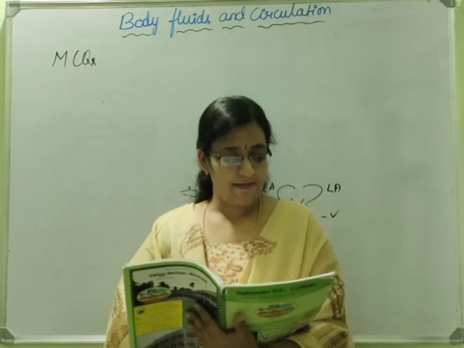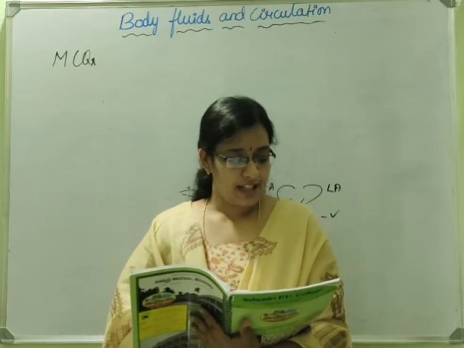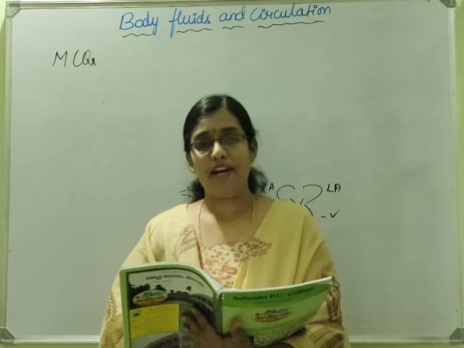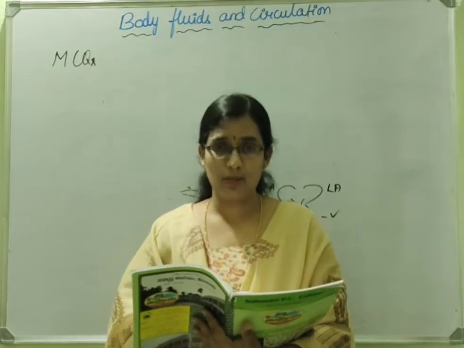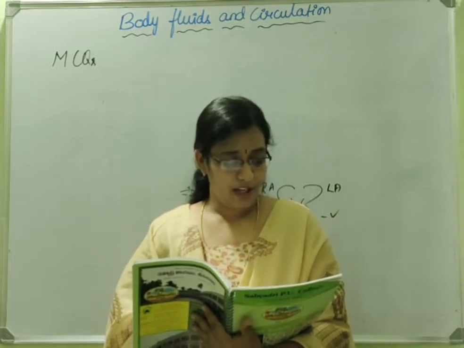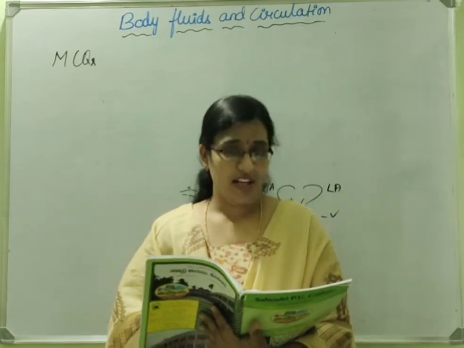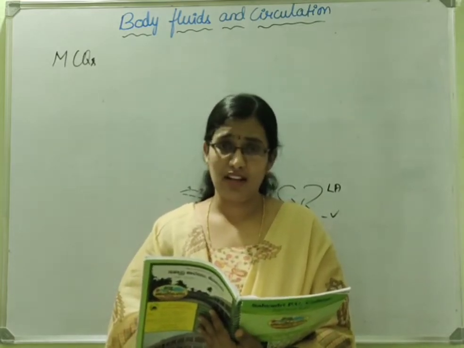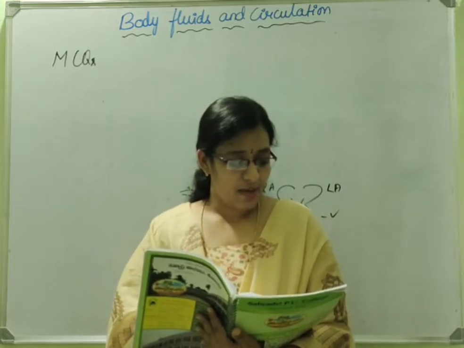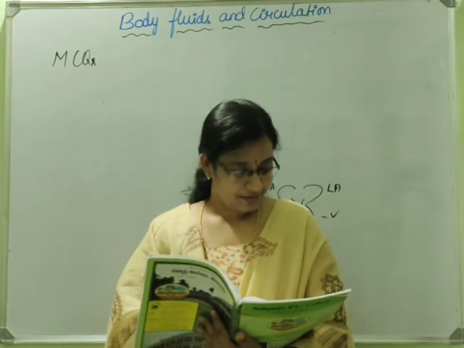The heart is covered by option A, peritoneum. B, pericardium. C, pleural membrane. D, visceral membrane. So what do you mean by peritoneum? This lines the abdomen. Pericardium lines the heart. Pleural membrane lines the lungs, and visceral membrane forms the inner layer of lungs or heart also. So which is the right option here? That is option B, pericardium.